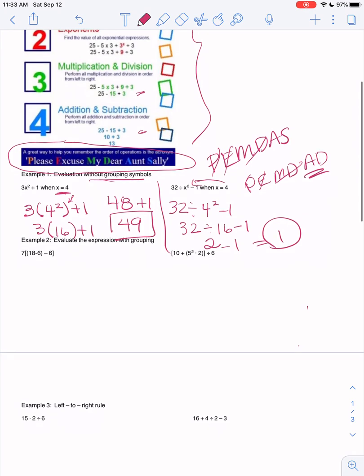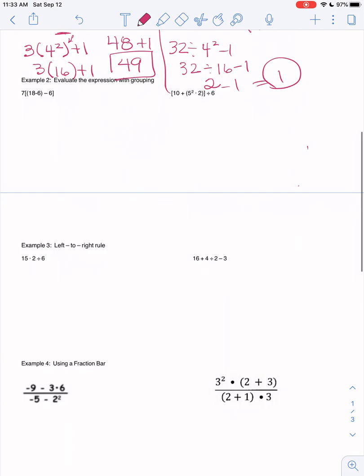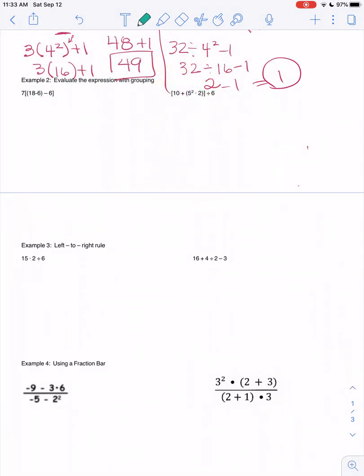Let's make things a little more interesting. Let's go ahead and throw in some parentheses this time, or grouping symbols. I'm going to change my color here. And here we go. So we have 7, open bracket, 18 minus 6, close parenthesis, minus 6. So remember, with grouping, you do the innermost grouping, and then once you get to that grouping, you follow order of operations again. This one only has one operation. It just has subtraction. We're just going to worry about that.